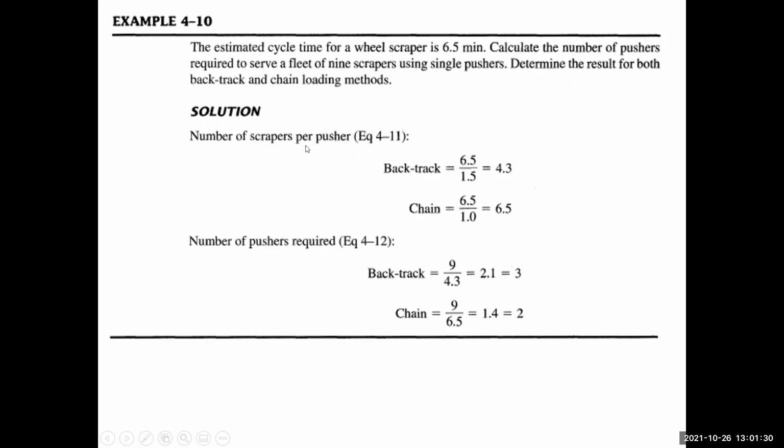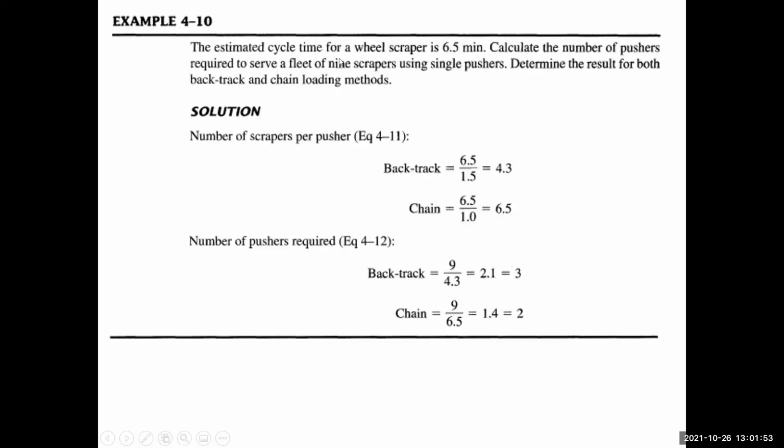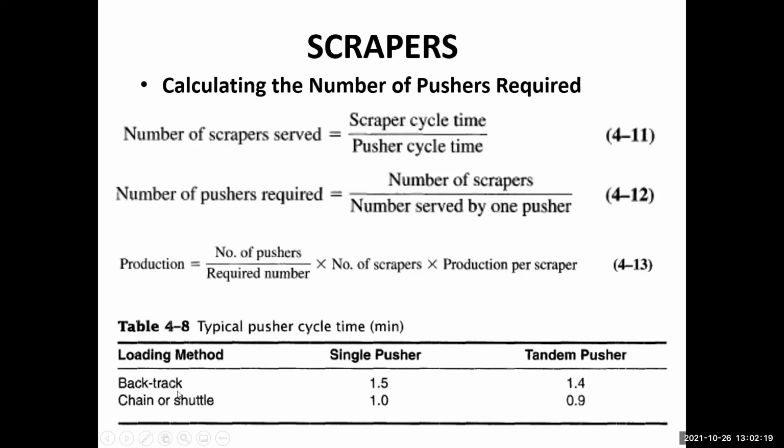The number of scrapers per pusher is equal to the scraper cycle time, 6.5 minutes, divided by the pusher time per cycle, 1.5 minutes. If you use Equation 4-11, 6.5 is the scraper cycle time and 1.5 is the pusher cycle time. This 1.5 is from the table: for a single pusher, the typical pusher cycle time is 1.5 minutes for a backtrack.